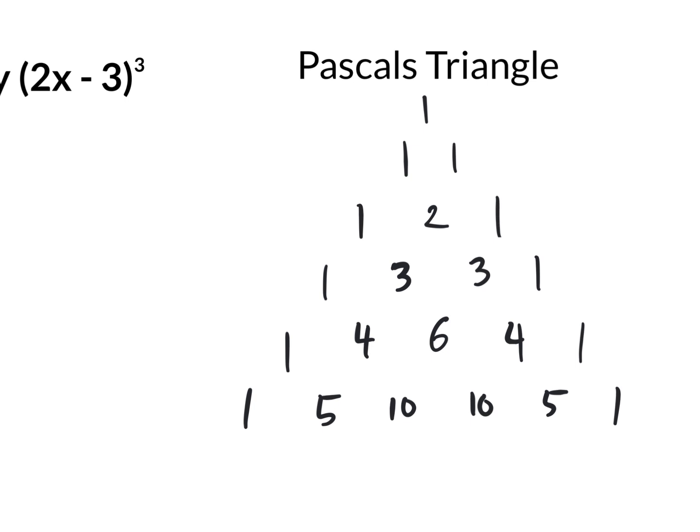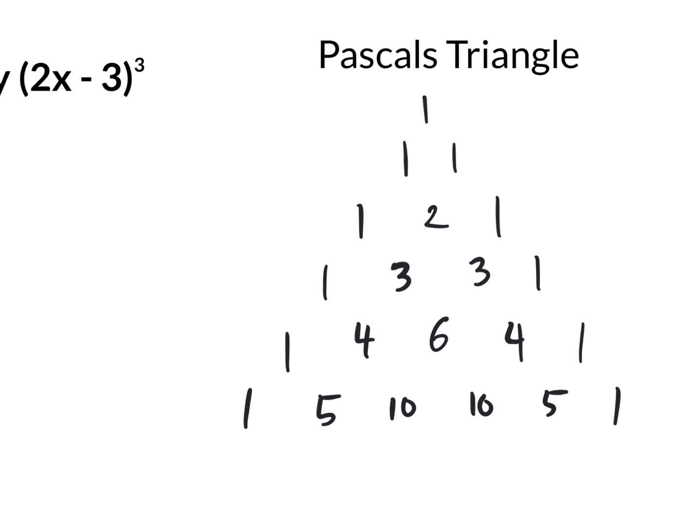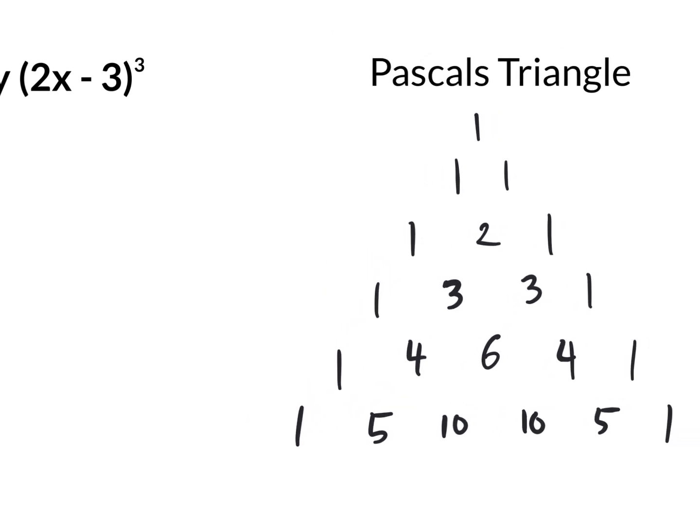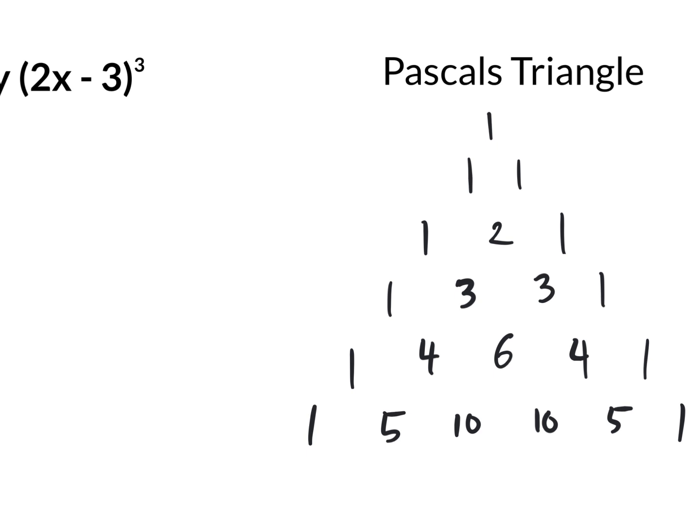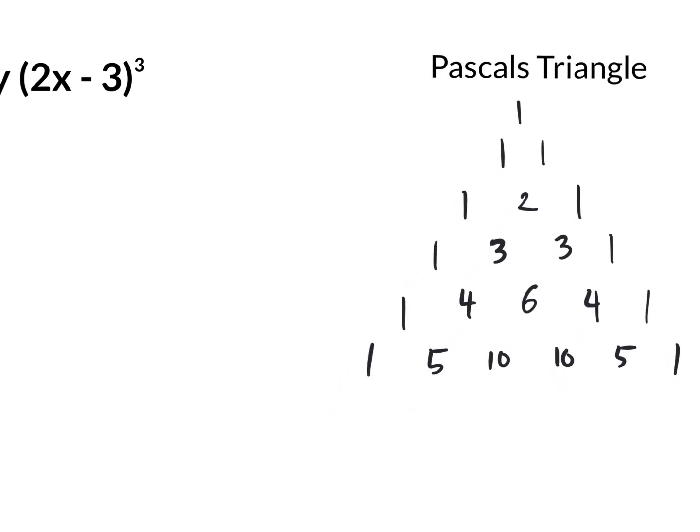Now, how do you know how big of a Pascal's triangle you need? Well, give me a second. So if you have anything to the 0 power, what do you get? Anything to the 0 power? Anybody? Yeah, anything to the power of 0, you're going to get 1.